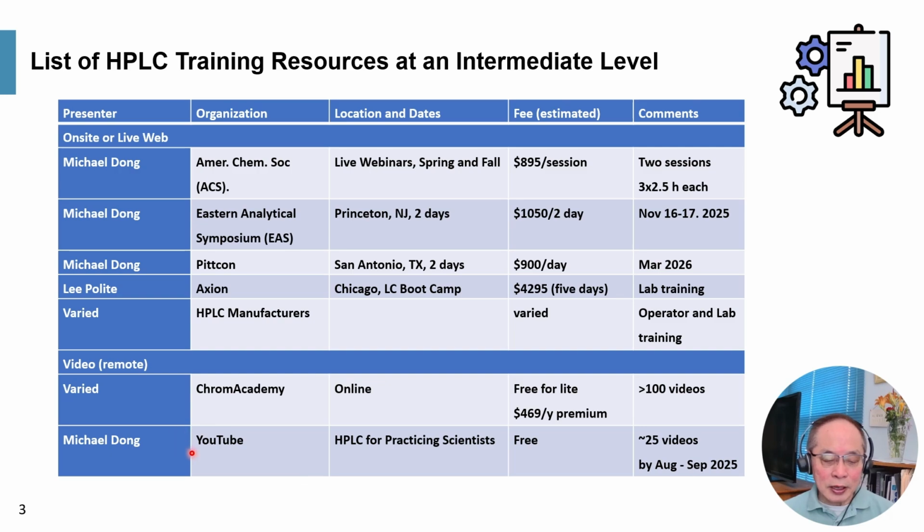Then there is this YouTube channel called HPLC Fractional Scientist, also a free platform. So my plan is, this is number 8. My plan is to have about 25 videos by October or September of 2025. So I'm working towards that goal.